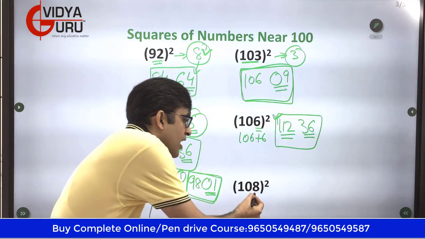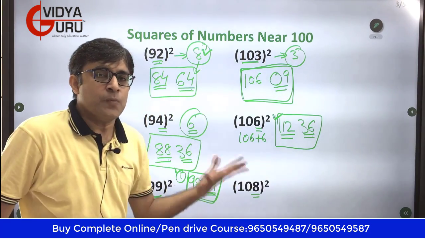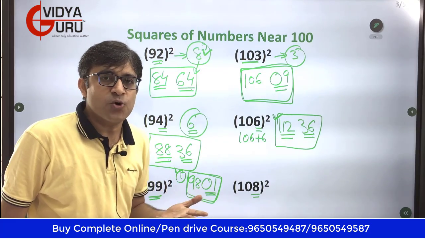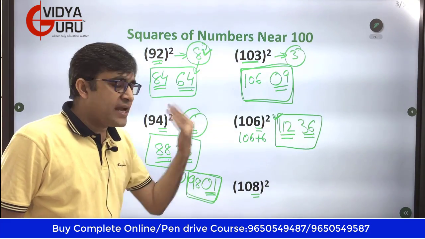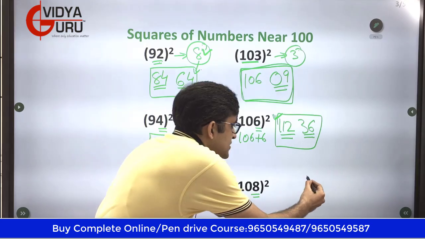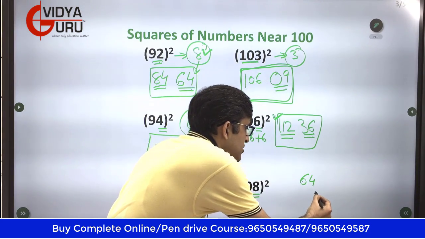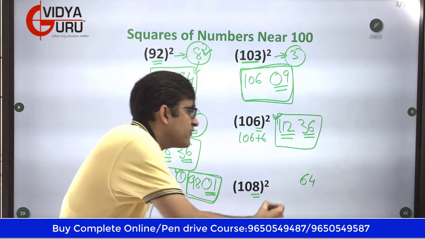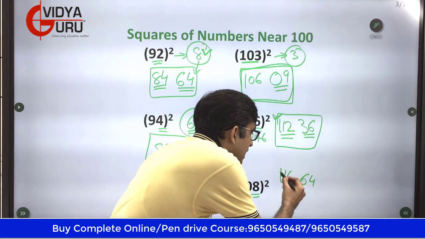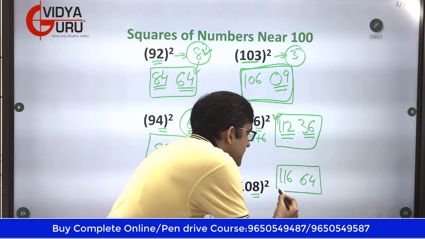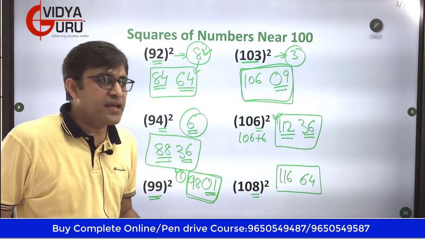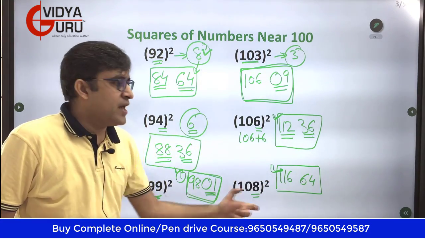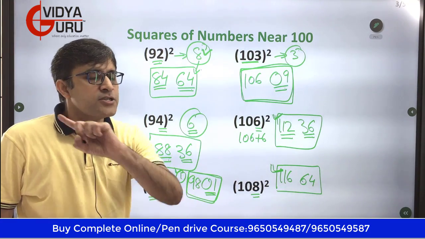Now let's look at 108 square. How big is it as compared to 100? It is 8 more than 100. So students, 8 square is what? Very simple, 8 square is 64. And now 108 plus 8 will give me 116. 116 becomes the first 3 digits. So finally, the answer is 11664.